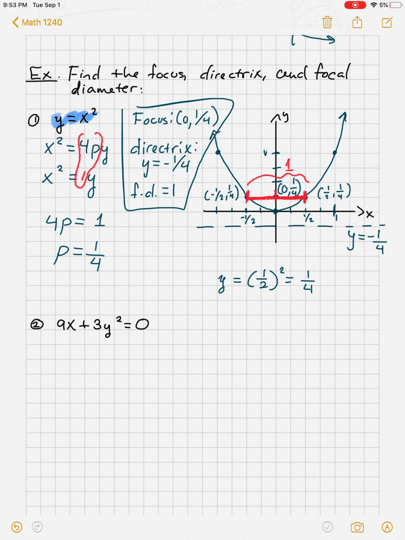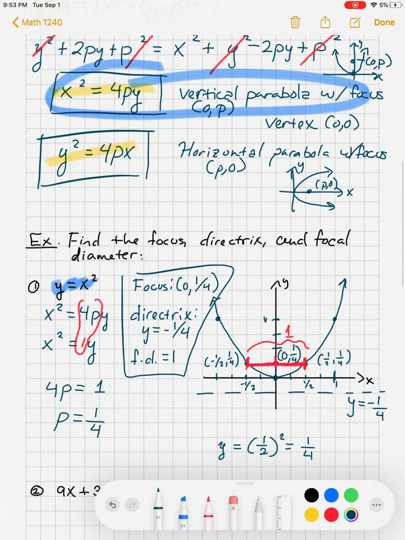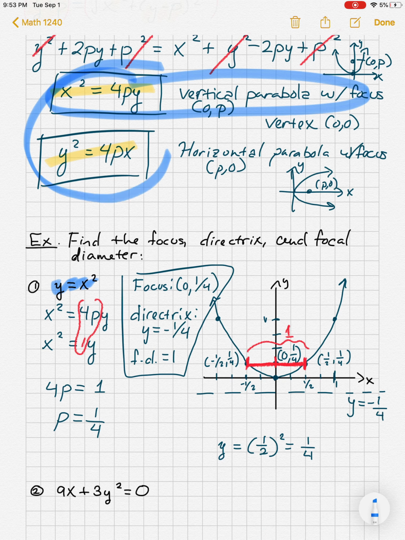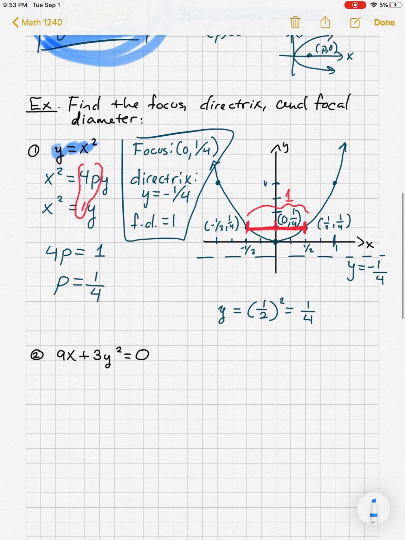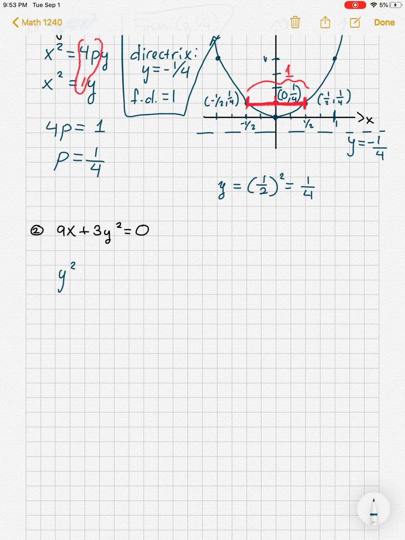So the next one, I can tell that guy is a horizontal parabola, because I noticed that it's the y that's being squared. So remember, I'm looking at these two equations up here. So I know if it's a y squared, I have a horizontal parabola. So that means I'm thinking about, okay, this is my equation for a horizontal parabola. So let's see, what happens if I solve this for the quadratic term?